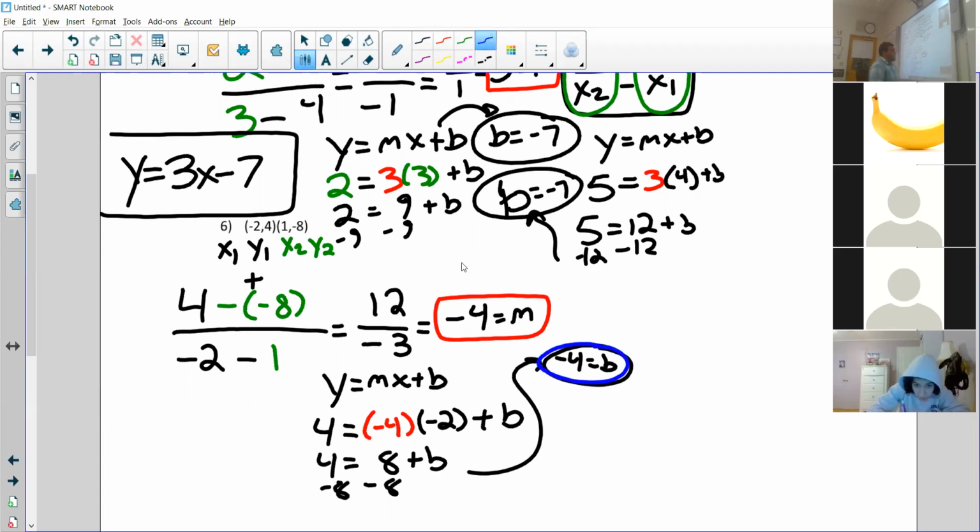Carmela, -2 minus 1 should be -3. So your slope is off. And because your slope is off, your B is off. So fix your slope, and then you should be able to fix everything else.